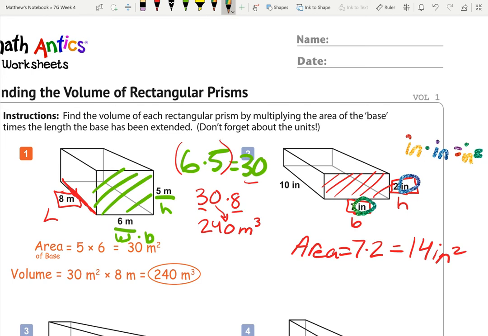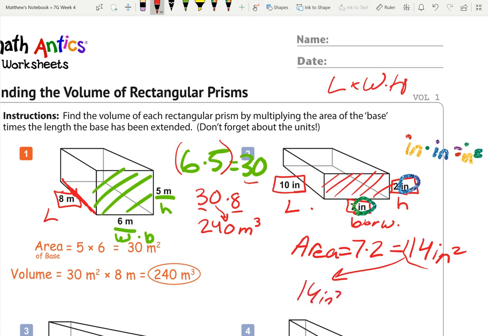And since we're taking that inches squared and multiplying it by our length here of 10, so again, it's length times base or width multiplied by our height. Length times width times height. Maybe you've heard that before. So I take my 14 inches squared and I'm going to multiply it by that length of 10 inches. That's how we calculate the volume. And that's going to give me 140 inches cubed.